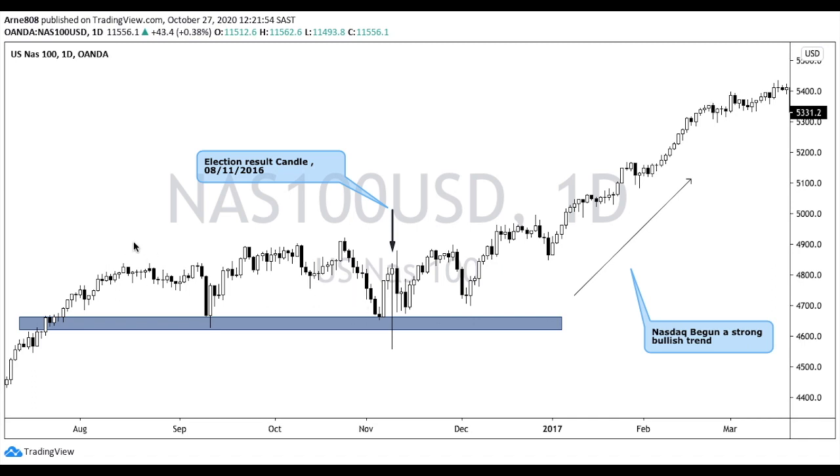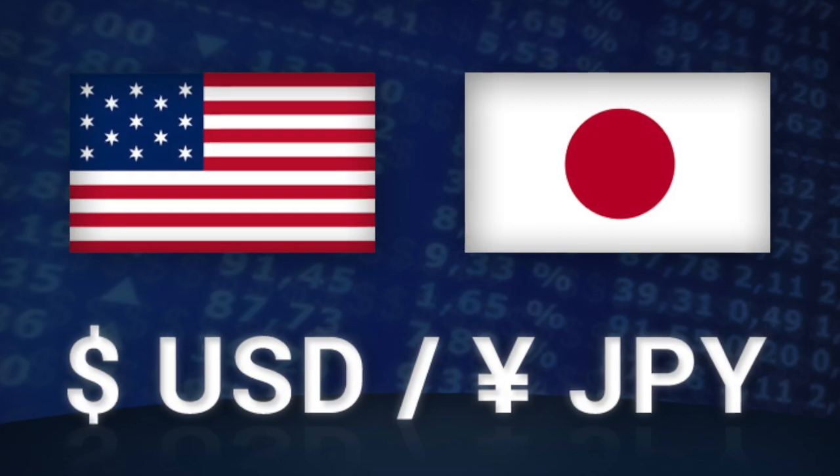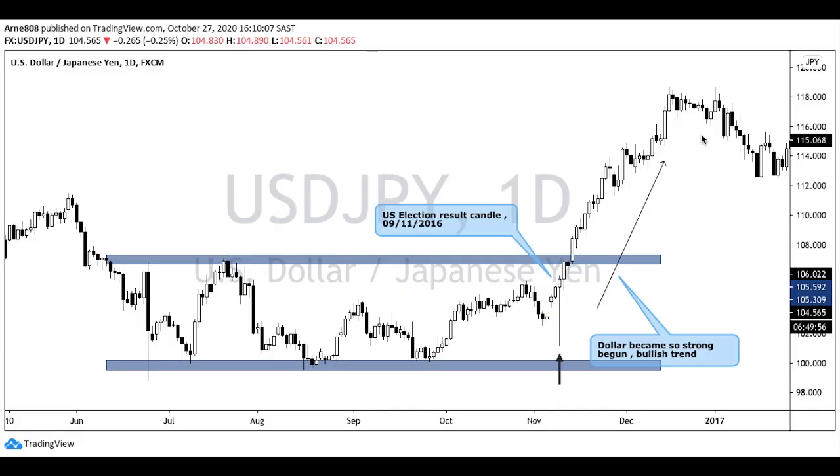Here they were just ranging, they were also failing to break above this zone. We can see here after this guy came into power, Nasdaq began a strong bullish trend, and since then it's just been going bullish. So the last pair we're going to look at is USD JPY, which is also the same as USD CHF and other USD pairs.